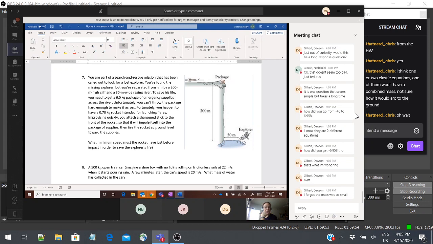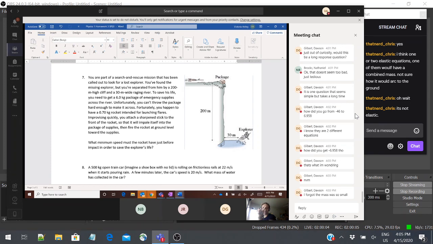Okay, so it's the inelastic equation, right? Because they stick together. Good, it's not elastic. You want to use an inelastic. So part of it is a momentum part. You have a rocket that hits a package and they stick together. So that's momentum conservation. But what about the rest of the problem with the explorer and the river and all this kind of stuff?